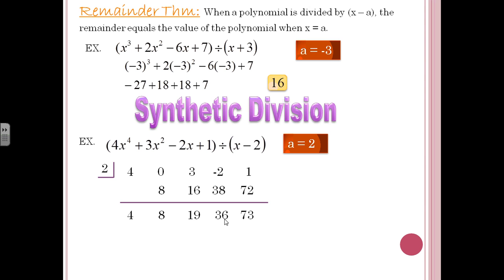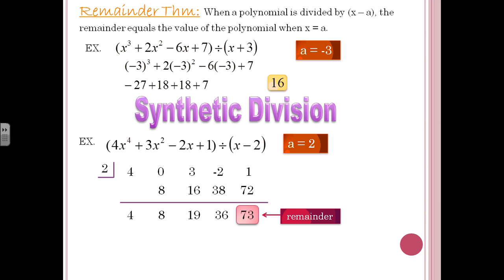So what do we do with this string of numbers that we've created down below? Well, the first thing to make note of is this very last number is going to be the remainder when you divide. So we know that this is going to have a remainder of 73. The next thing that we need to know is that all 4 of these numbers are going to be the coefficients of the terms of our answer. So the leading term is going to have a coefficient of 4. And so we need to place the variable back into our polynomial here.